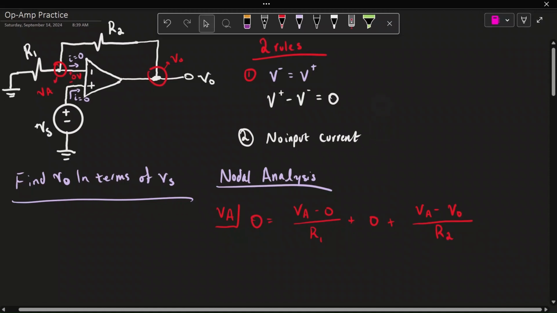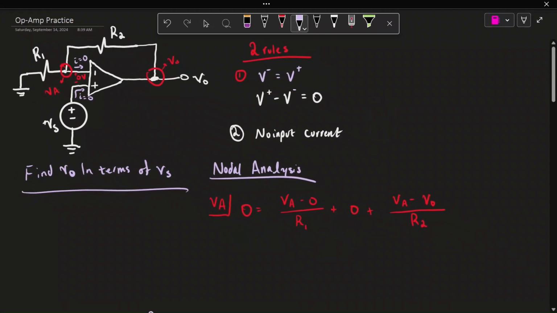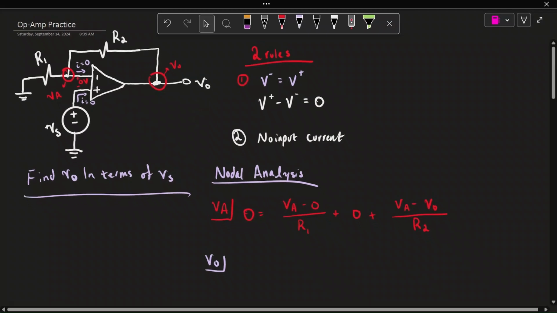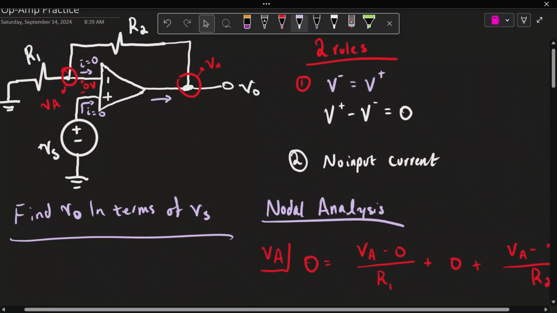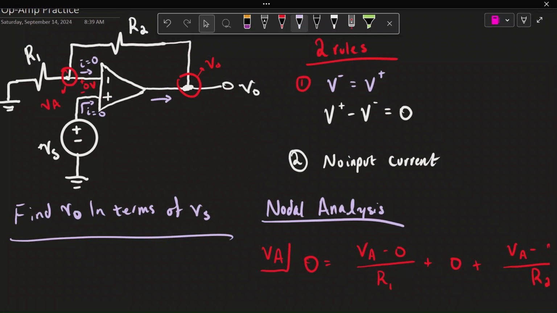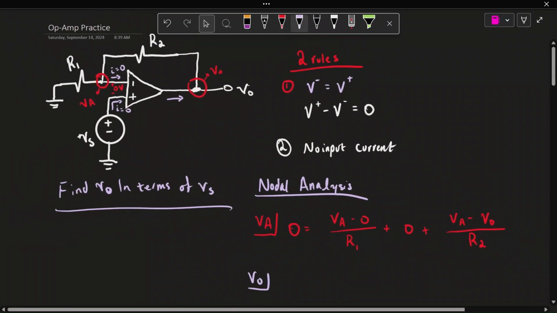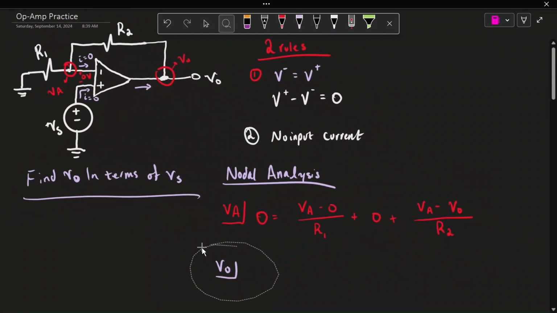Now, let's do another equation for V out. This one might be a little more difficult, mostly because we have some sort of current coming through here from the output of the op amp. That's weird. So we wouldn't be able to create node voltage method equations for this. Well, it looks like we're kind of stuck.